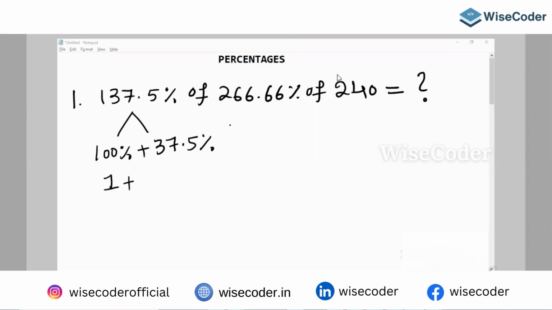Refer your reciprocal values. You will get what? 3 by 8. 8 ones are 8, 8 plus 3, 11. So you can write this as 11 by 8. "Of" means what? Multiplication. I'll come here.